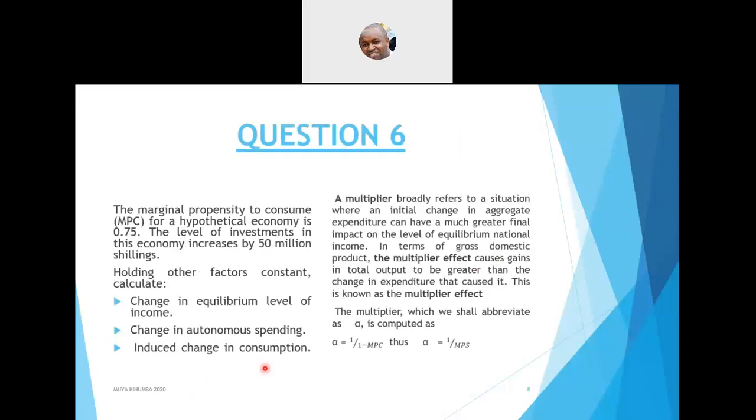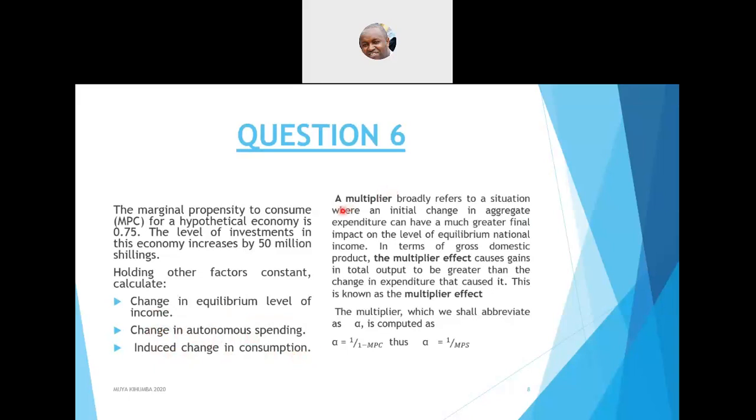Our question 6 introduces a new concept, the concept of the multiplier. We'll talk about the concept of the multiplier in a different video. But for now, the question says, the marginal propensity to consume, MPC, for a hypothetical economy is 0.75. The level of investment in this economy increases by 50 million shillings. Holding other factors constant, calculate: one, change in equilibrium level of income; two, change in autonomous spending; three, induced change in consumption.